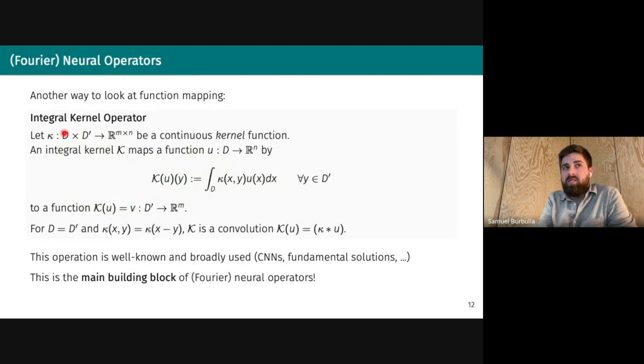And these can have different domains of definition. But if we assume that these are the same, and we assume that the kernel function is just a kernel function in the difference of x and y, then K is actually a convolution. So we can write K by the convolution operator. That's nothing new. So this operation of integral kernel operator and convolution is well known. It's broadly used, for instance, in convolutional neural networks or for fundamental solutions of PDEs. And interestingly, this is the main building block of Fourier neural operators.